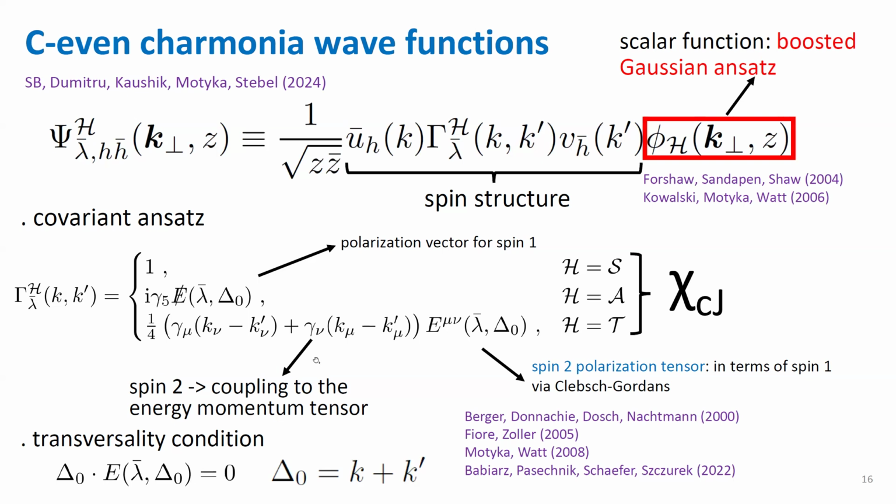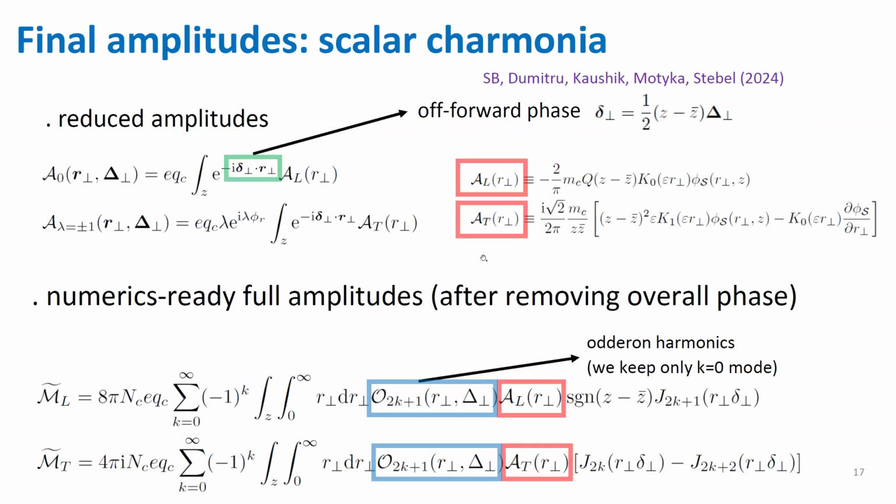So once this is given, we can compute this wave function by computing these currents explicitly, and then from this we can get overlaps. For the overlaps, it is convenient to separate out the delta dependence in the context of this off-forward phase, and the remaining scalar overlaps are just functions of the dipole size, which for the scalar quarkonia are very simple, and I show them here.